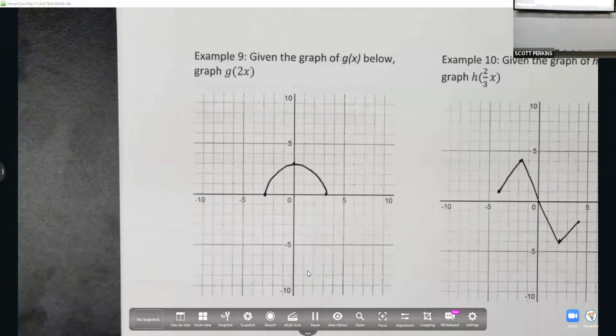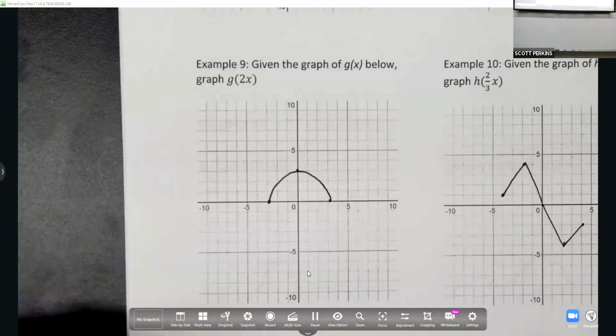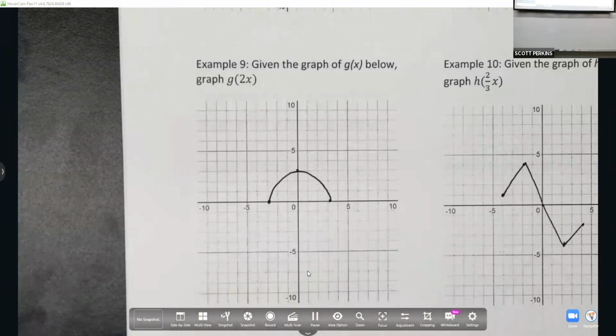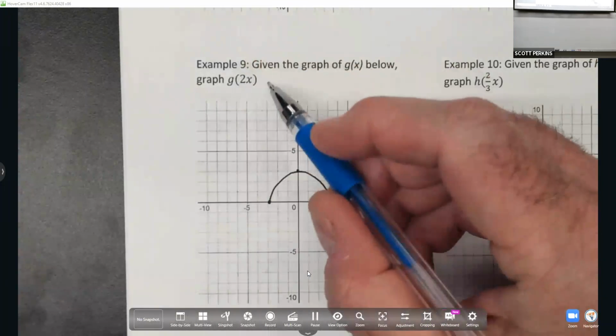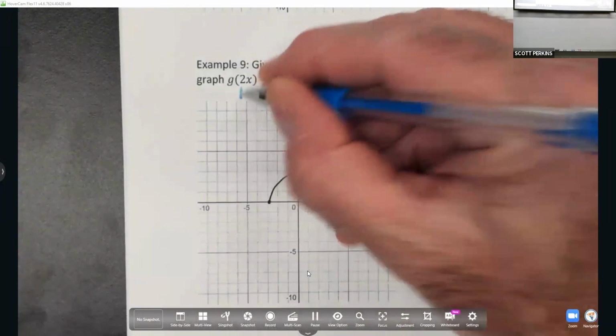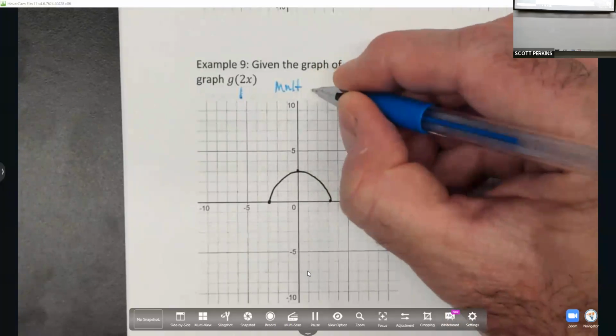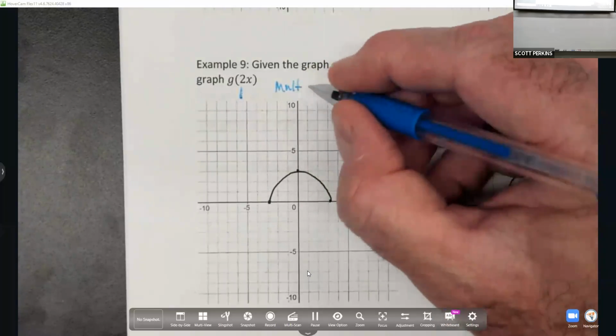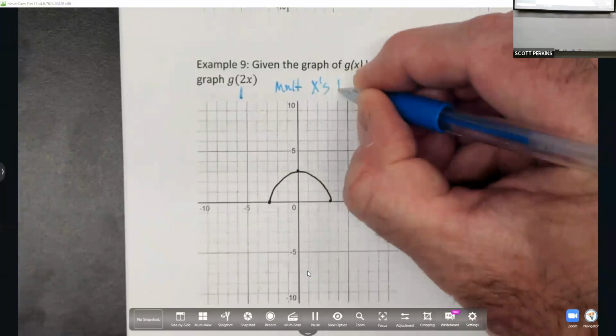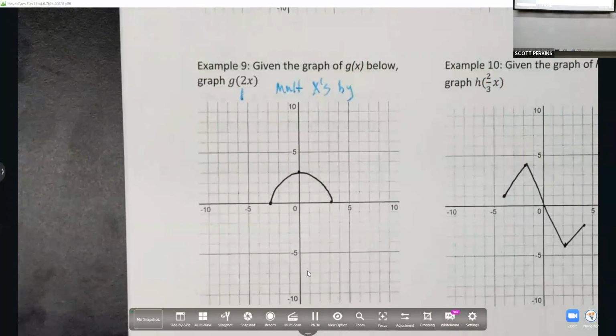Here is g of x, the half circle again. So I'm just going to give you the nudge to begin with before we get started with this problem. This time I've got a 2 in front of the x. So I'm going to give you 10 seconds to write this down. Don't scream out the answer. We're going to multiply the x's by, write down what you think. What are we going to multiply all the x values by, given that I've got a 2 in front of the x?